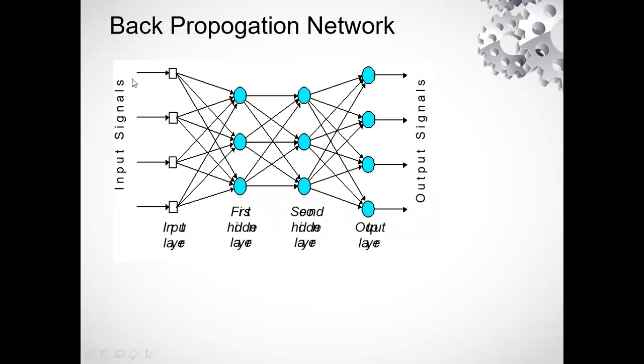So basically these are the input signals which are getting into the input layer, and then into the first hidden layer, then to the second hidden layer, and lastly to the output layer, which will finally give you the output. So these are the input signals and what we are getting is the output signals.